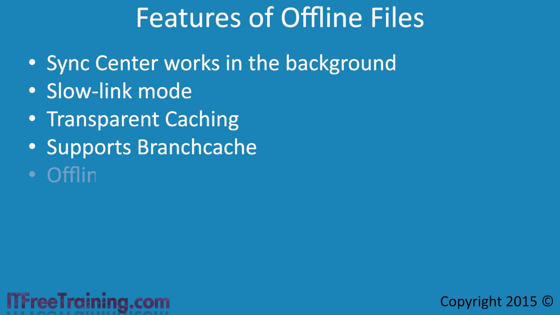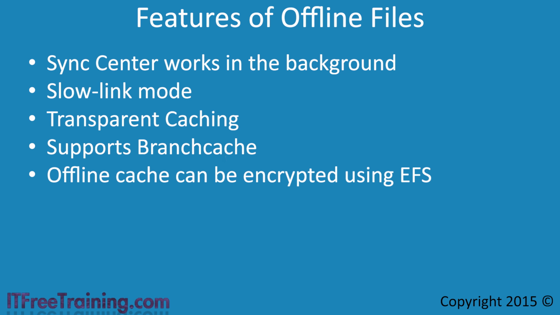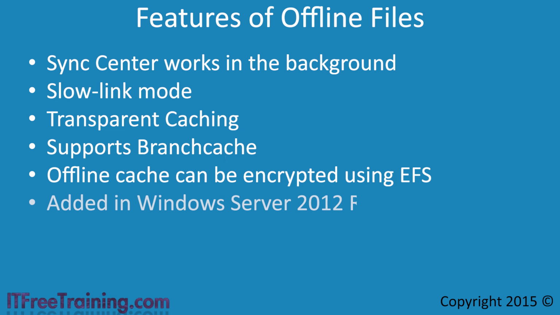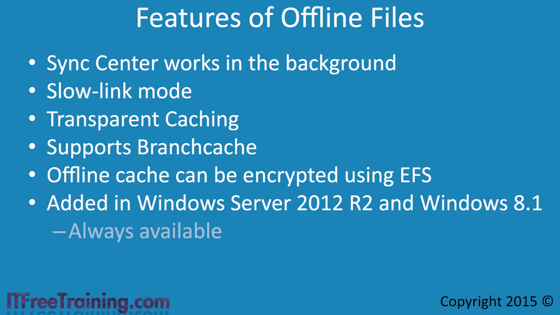Offline files also allows the offline cache to be encrypted using EFS. This prevents the files from being read by a third party if the computer holding the files is lost or stolen. The last feature that I will look at is a feature that has been added to Windows Server 2012 R2 and Windows 8.1. This is Always Available Offline mode. When in this mode, Windows will always use the offline cache even when the network is available. I will now have a close look at some of the features of offline files.